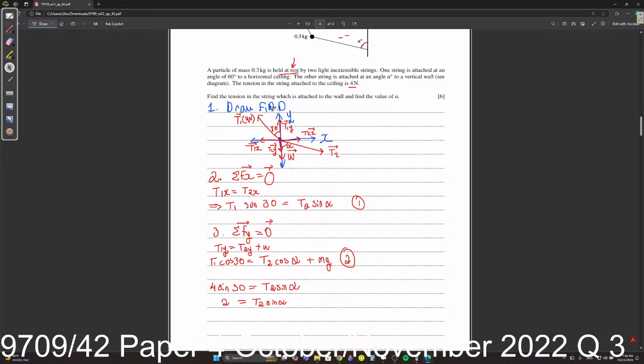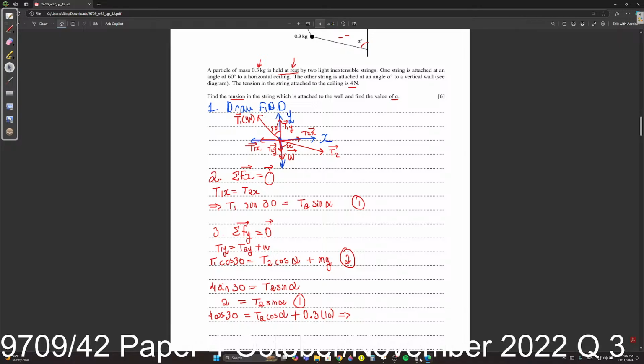We don't know how much T2 is. We're actually trying to find it, and we're also trying to find alpha. Let's actually call this now our first equation. The second one, let's substitute. T1 is 4. So 4 cosine 30 is equal to T2 cosine alpha plus mg. What's the mass? 0.3. So 0.3 times g, which is 10. So you're going to get 4 cosine 30. Let's actually solve this. How much is 4 cosine 30?